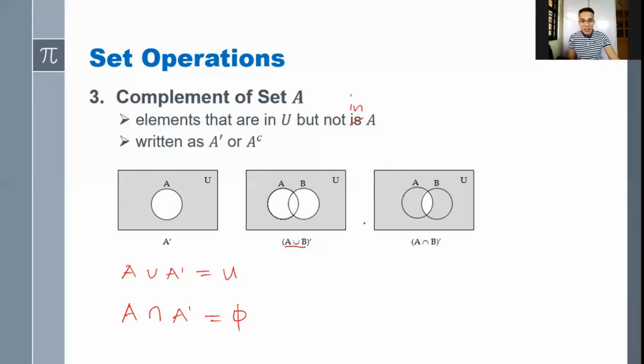Okay? For the third figure, this white region is the intersection or the common region of set A and set B, but we're shading the region that is not the common. So we write here A intersection B complement. Okay, I hope that is clear already to you.